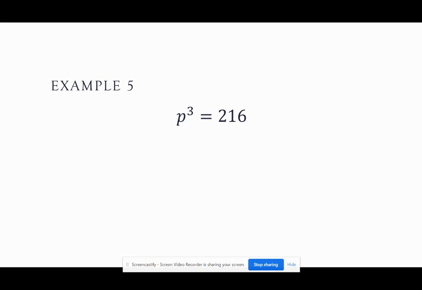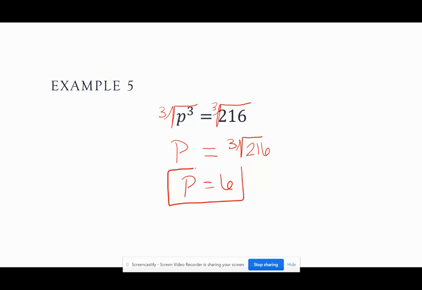Example 5, we have p cubed equals 216. Since it is a 3, I just do the cube root on both sides. When you take the cube root of something being cubed, the p just gets released. And we just have the cube root of 216. And a reminder, to put this in your calculator, you hit 3, second, caret, and then type in 216. And when you do that, you get p to be 6. A reminder, no plus or minus sign. You just box your answer.